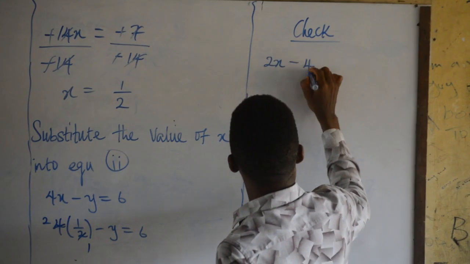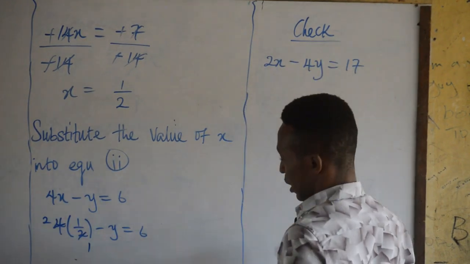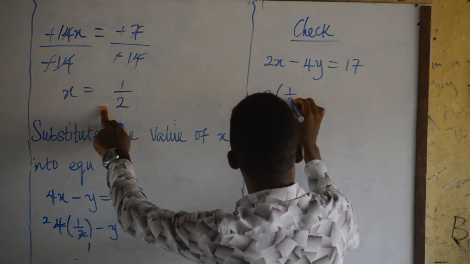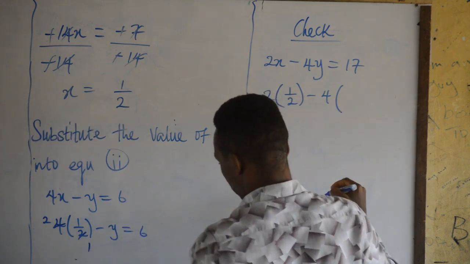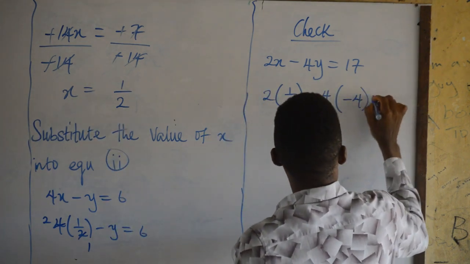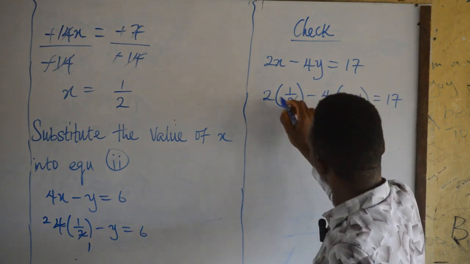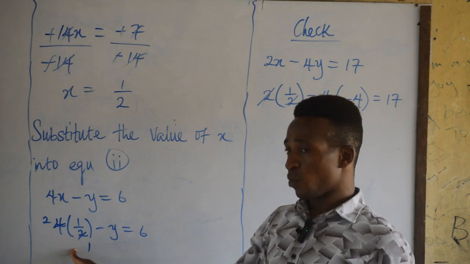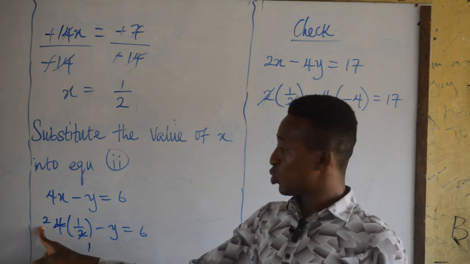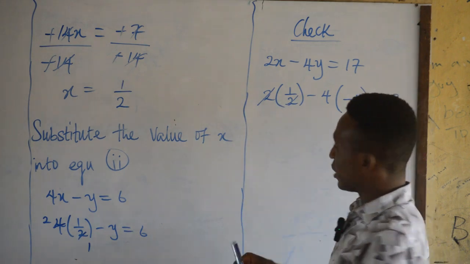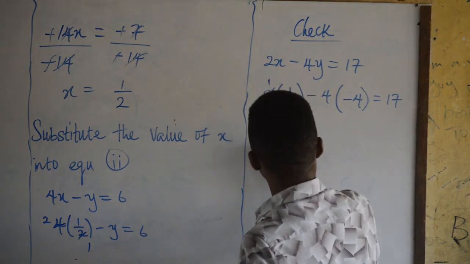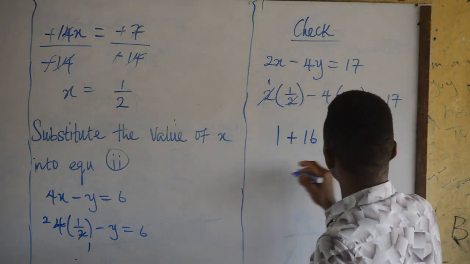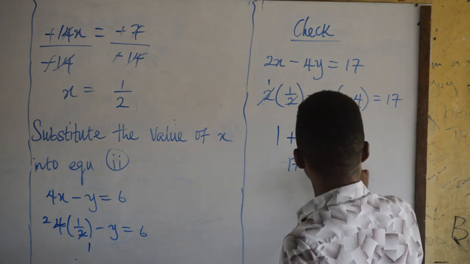2x minus 4y equals 17, and our x is 1 over 2. So we have 2 into bracket 1 over 2 minus 4 into bracket, our y is minus 4, everything equals 17. 2 cancels 2 here, just like the way I cancelled it here. 4 in 2, how many times does 2 go in 4? We said 2. How many times will 2 go into 1? So just write your 1 here. So 1 times 1 gives you 1. Minus 4 times minus 4 gives you plus 16 equals 17. 1 plus 16, 17 equals 17.